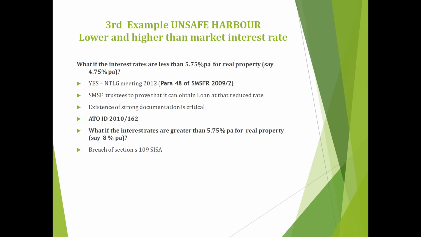Let's consider another scenario. What if the interest rate were 8%, greater than the threshold 5.75% per annum as mentioned in the guidelines? The ATO has in the past clearly indicated that Section 62 and Section 109 of the SIS Act would be breached where interest rates paid were greater than market rates of interest. SMSF ruling 2008-2 cites several examples of breaches of Section 62 of the SIS Act, one of which was the excessive interest rates paid to related party borrowings.